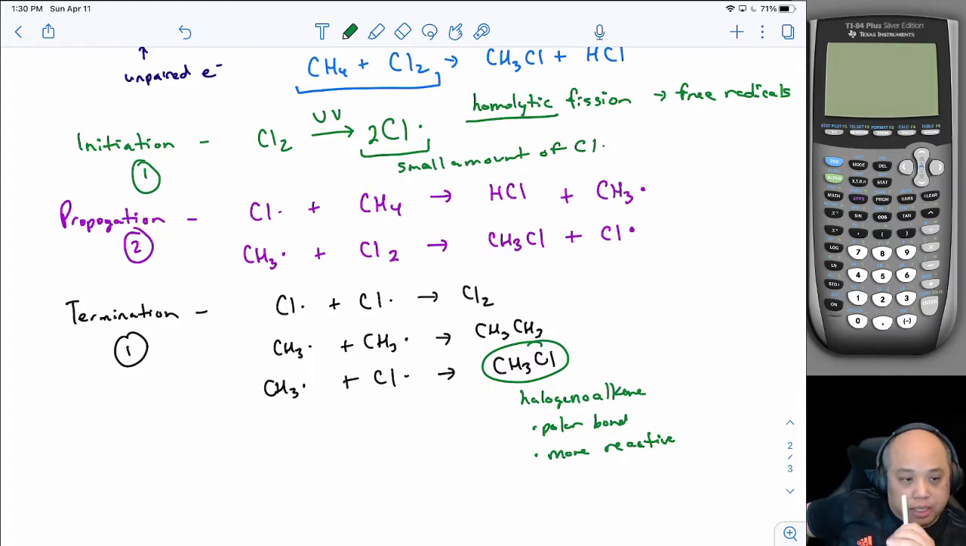So focus on initiation and propagation; termination will come as a byproduct that you can figure out whatever way you want. Make a note that you'll never have hydrogen as a free radical in a propagation step. It just doesn't work that way. And so if you end up making a hydrogen free radical, you did something wrong.